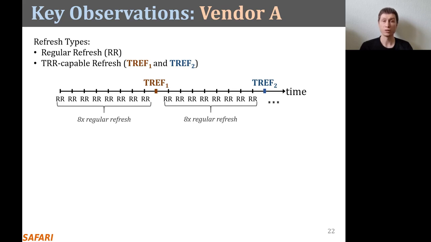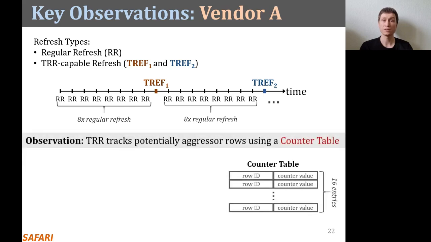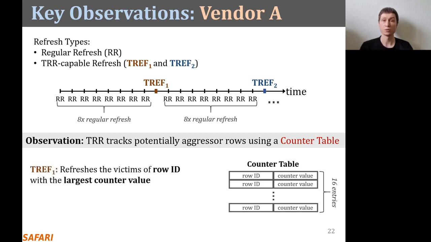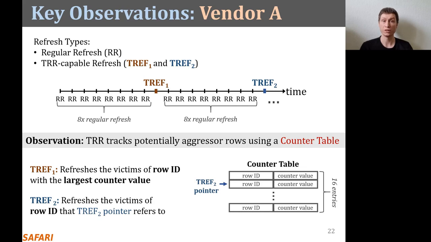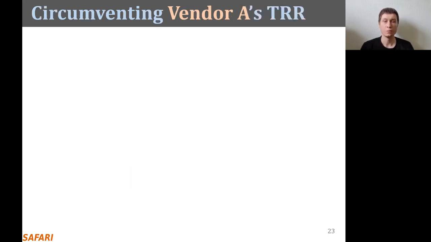Let me explain the difference between TRF1 and TRF2. We suspect that vendor A's TRR implements a counter table to keep track of repeatedly activated potential aggressor rows. The table has 16 entries, where each entry contains a row address and a counter value to indicate the accumulated hammer count of the corresponding row. When performing TRF1, the TRR mechanism refreshes the neighbor rows of the row ID that corresponds to the largest value in the table. On the other hand, TRF2 uses a pointer that indicates the row ID from the table to refresh its neighbors. After performing TRF2, the TRF2 pointer advances to the next entry in the table in a circular manner. Based on these observations, we craft new RowHammer access patterns that circumvent the TRR mechanism of vendor A.